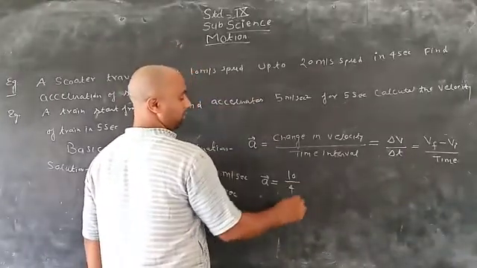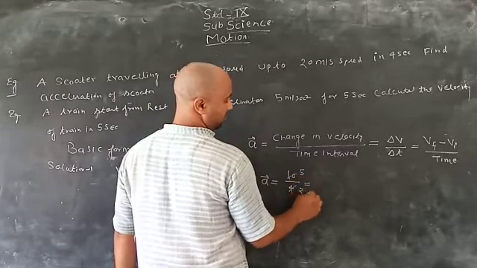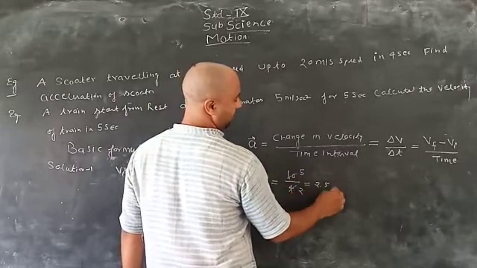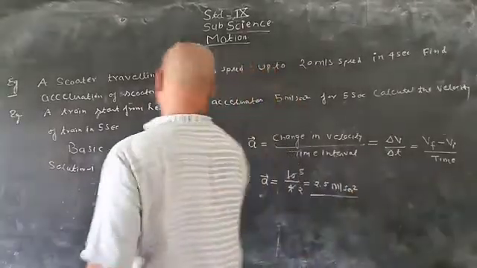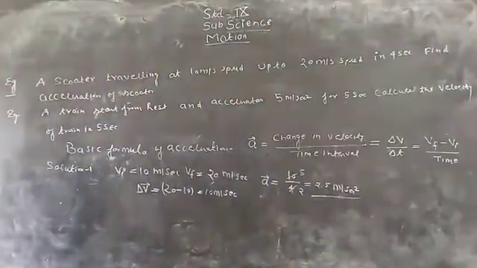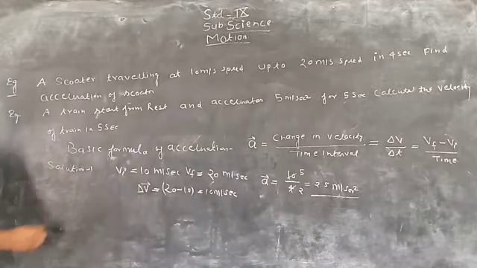That is to be 4. And we have to solve. This is 5 and this is 2, which is 2.5 meter per second square. 5 by 2 is 2.5 meter per second square. So now we have to solve the second question related to acceleration.